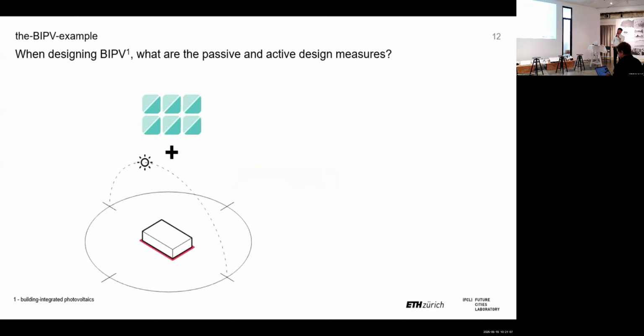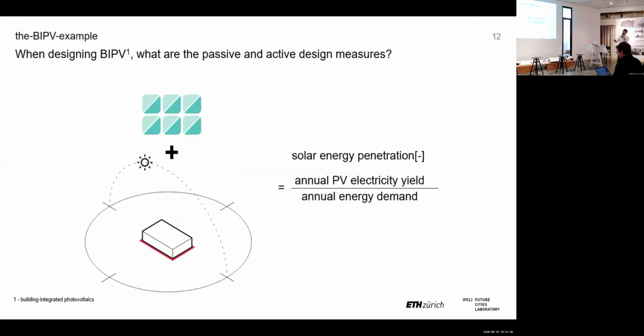Now let's see an example. I use a BIPV example, building integrated photovoltaics. When designing a BIPV district, what are the passive and active design measures? For example, this is a very common metric to measure how well you're doing when doing the BIPV design. We call it different ways, but in our group we call it solar energy penetration, which is a very simple metric using annual PV electricity yield divided by annual energy demand. There are many other metrics; I'm using this one as an example.